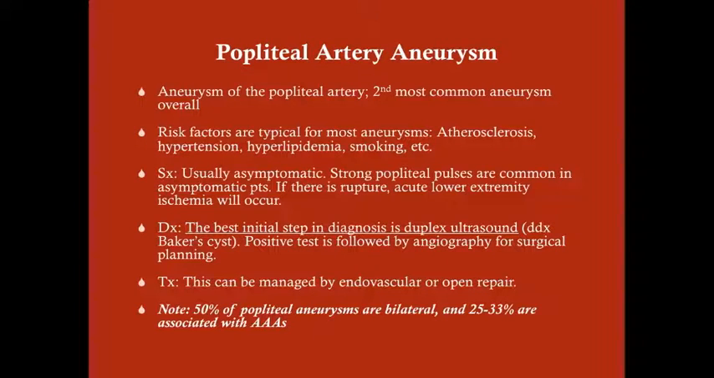One of the things that I want to bring up here as a clinical note, 50% of popliteal aneurysms are bilateral, so most patients will have aneurysms on both sides. And then about 25 to 33% of patients with a popliteal artery aneurysm also have abdominal aortic aneurysms as well. So this is a red flag for something that's even worse.